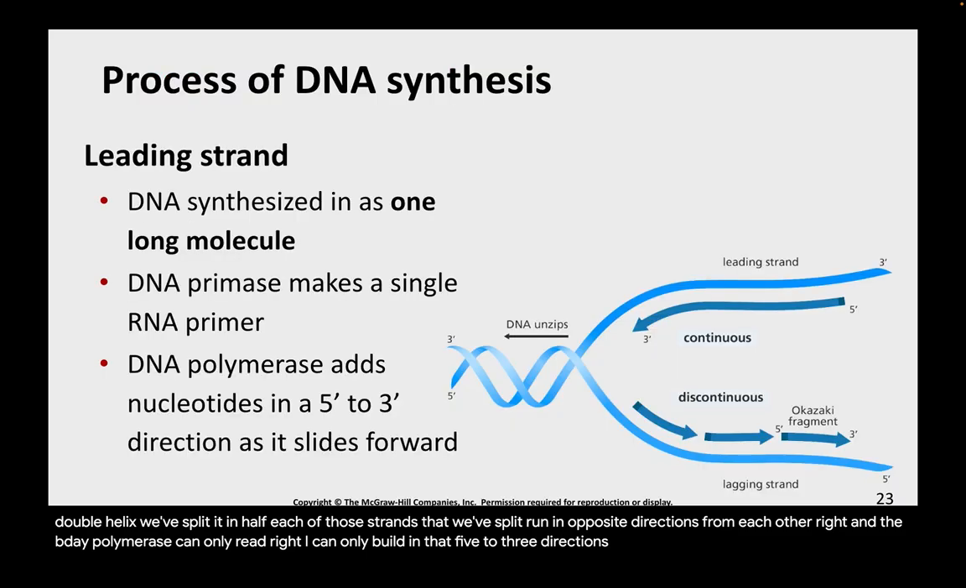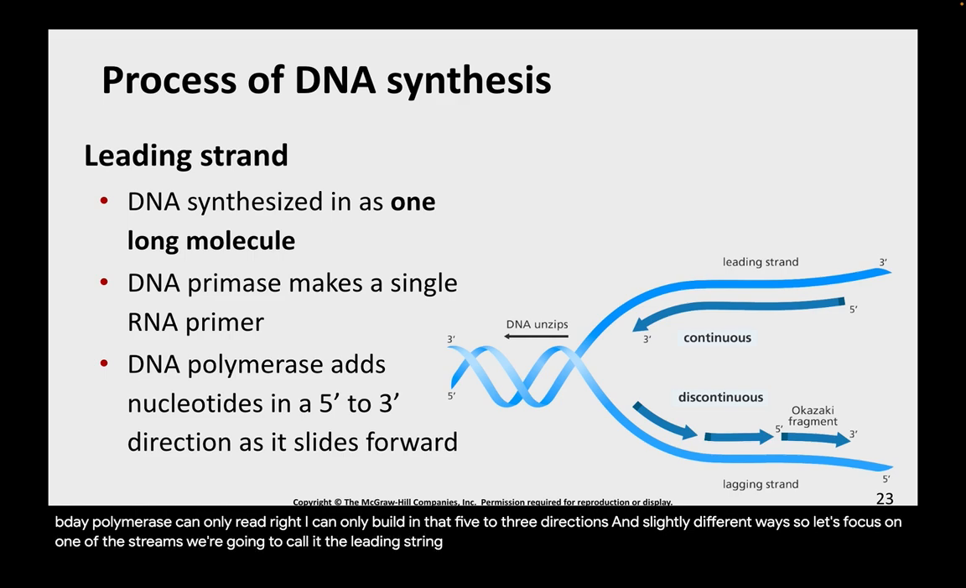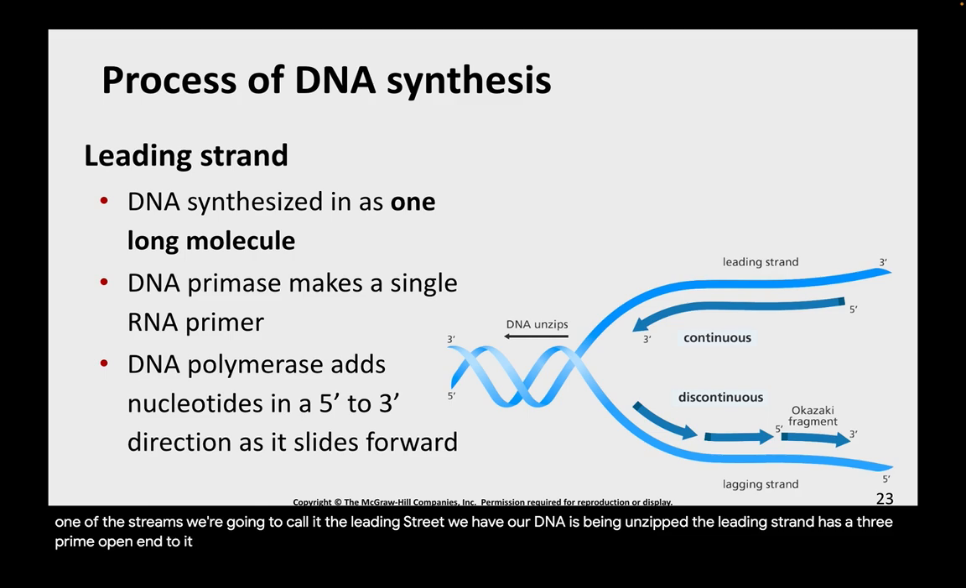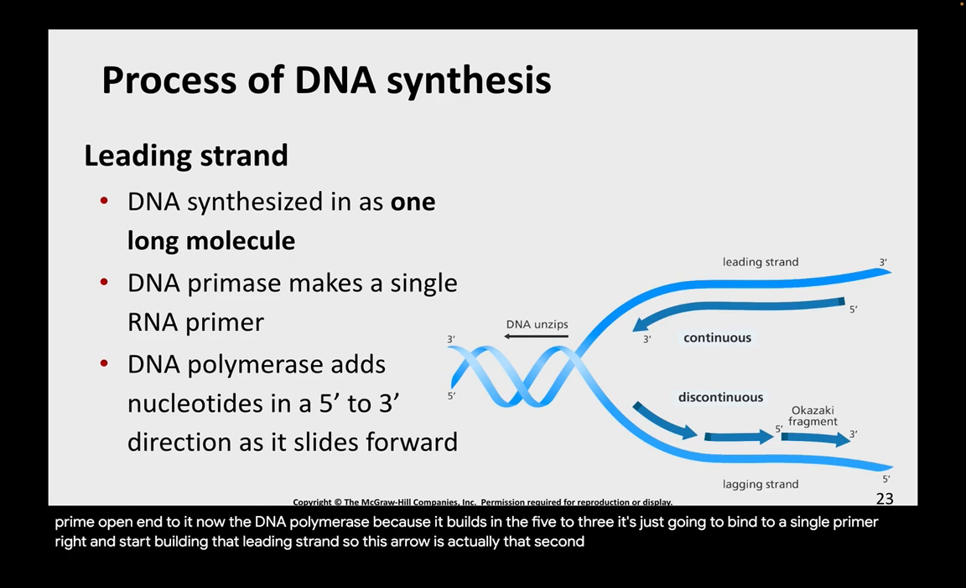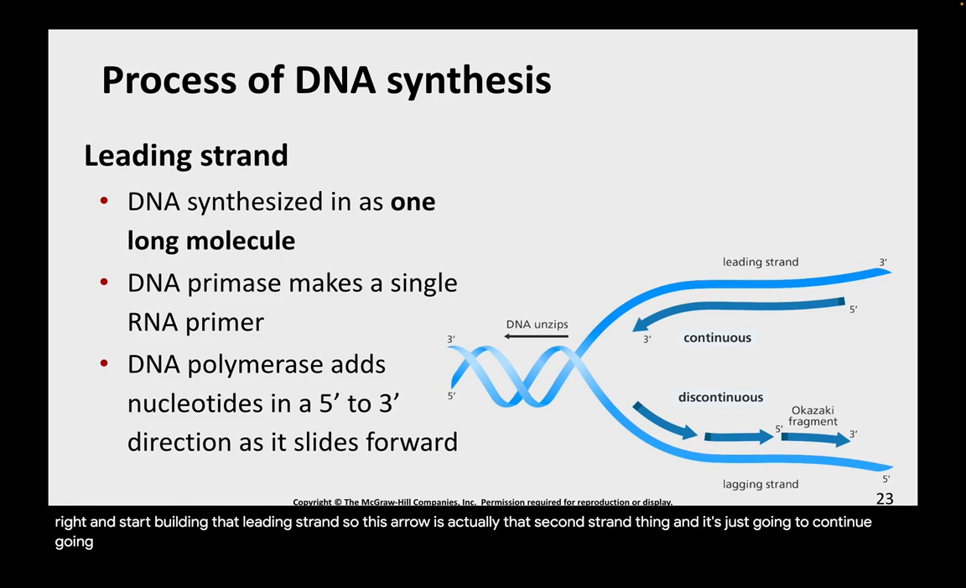So what we're going to see is that we're going to have two different strands synthesized in slightly different ways. So let's focus on one of the strands. We're going to call it the leading strand, right? So we have our DNA, it's being unzipped. The leading strand has a 3' open end to it, right? Now the DNA polymerase, because it builds in the 5 to 3, this is ideal for it. It's just going to bind to a single primer and start building that leading strand. So this arrow is actually that second strand being built, and it's just going to continue going as DNA unzips. It's going to elongate that daughter strand, right?